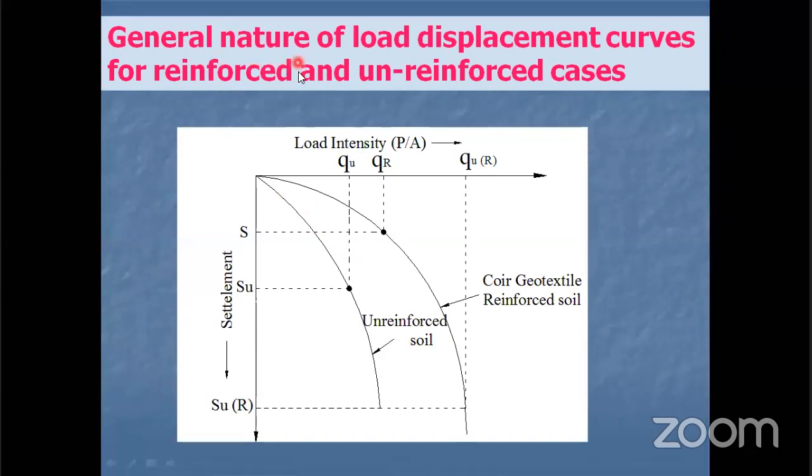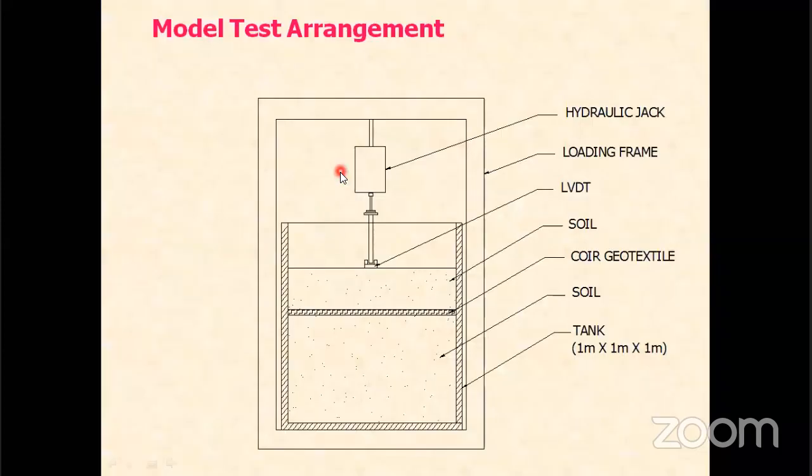So the general nature of load displacement curves for reinforced and unreinforced cases are considered. That is settlement versus load intensity. This is like a plate load test. So for the unreinforced soil, you can see normally it's a typical curve. Normally you can see the load settlement curve like this. And for the reinforced case, the coir geotextile reinforced one, you can get a stiffer curve.